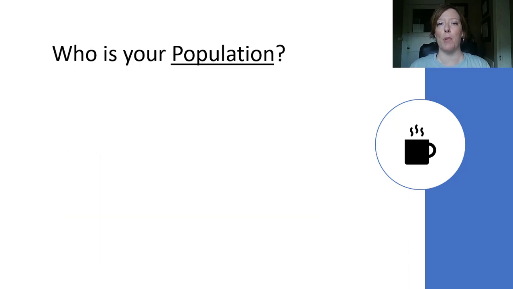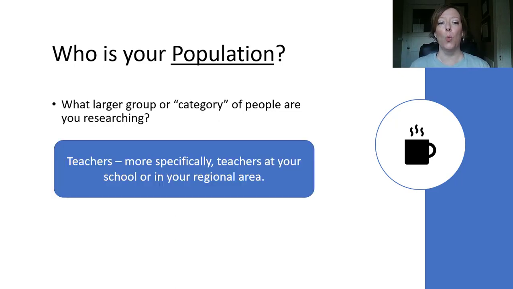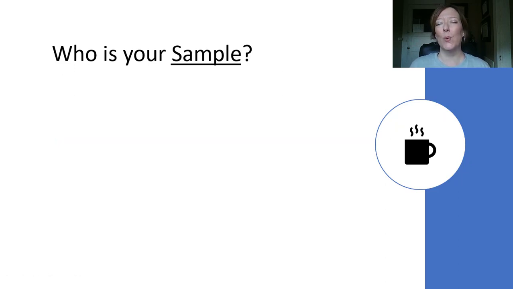Then you want to ask, who is your population? What is the larger group or category of people that you're researching? Well, we're researching teachers, more specifically teachers at our school, in our regional area. So our population is teachers at our school, but we can't realistically do an experiment, ask a survey of all of the teachers in our region, all of the teachers even in our school. There are a lot of teachers at our school and in our region. So what do you want to do? You want to take a sample.